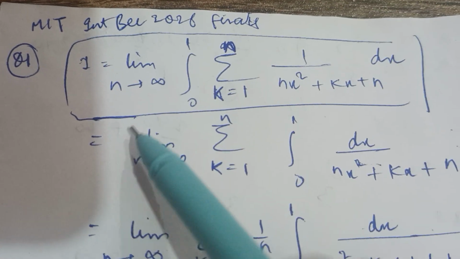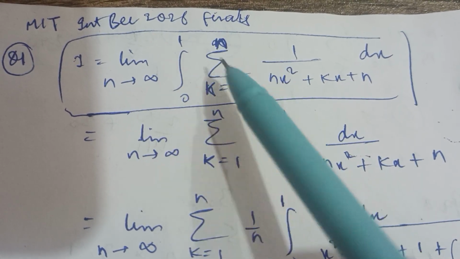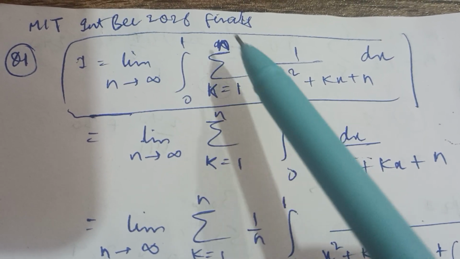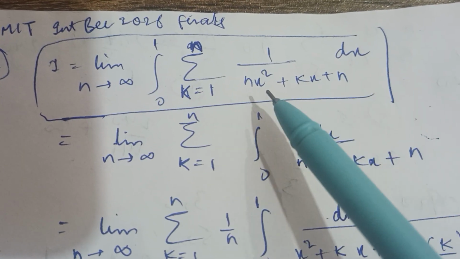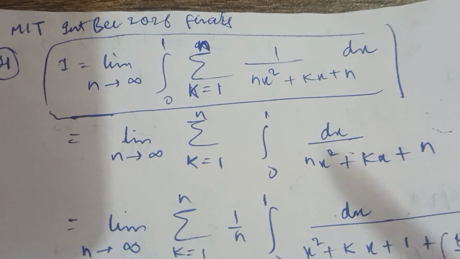So now the question said that we need to find the limit as n approaches infinity of the integral from 0 to 1 of the summation k equals 1 to n of 1 upon nx square plus kx plus n dx. So this is the problem.